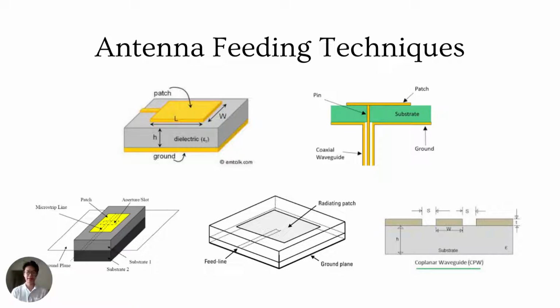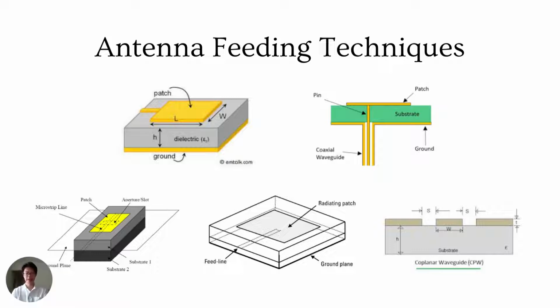Antenna feeds are generally split into two different types: the first being contacting feeds, and the second non-contacting. Contacting means the feed is directly connected to the patch itself, and non-contacting works through radiation and is not directly connected. So you can see at the top left, directly connected to the patch using a microstrip feed, and the top right directly connected from below using the coaxial cable feed.